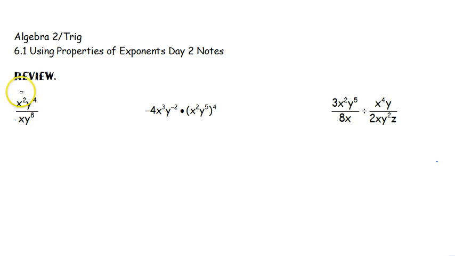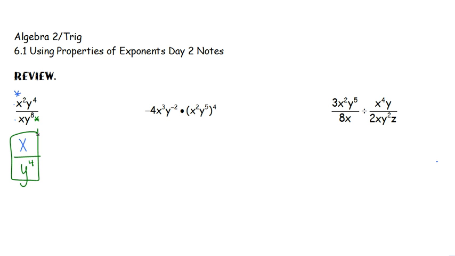We've got a 2 and we've got a 1. 2 is bigger, so 2 is going to win. That means that x is going to stay on the top of the fraction. And then 2 minus 1 is just a 1. Then we move over to the y's. We've got y to the 4th and y to the 8th. Y to the 8th is bigger, so y is going to win. And 8 minus 4 is 4. So that would be our final answer.